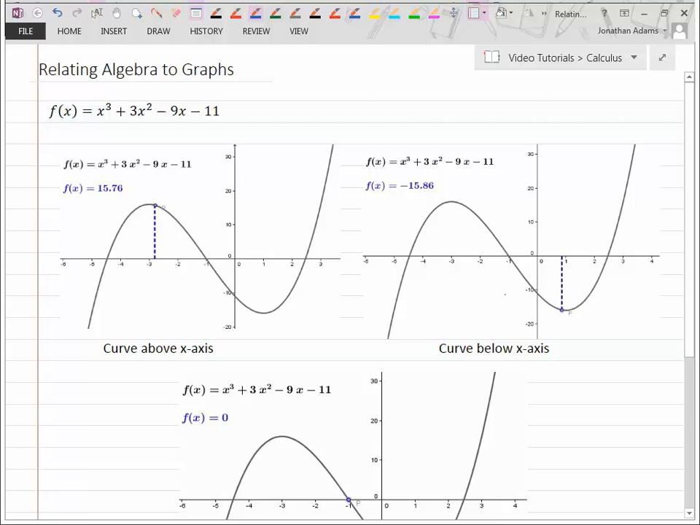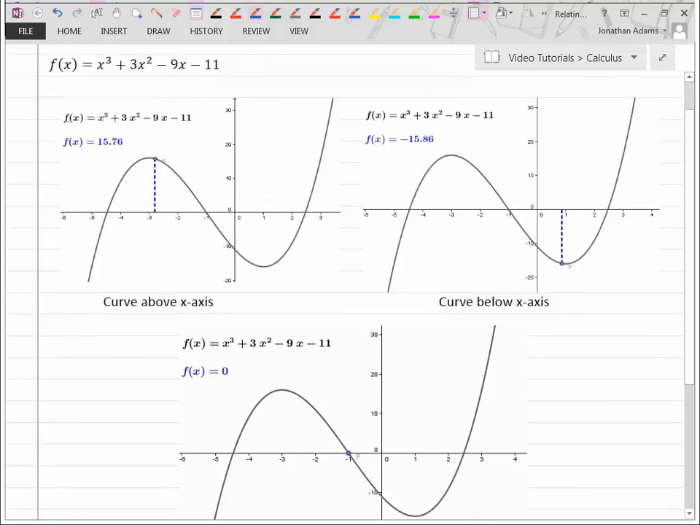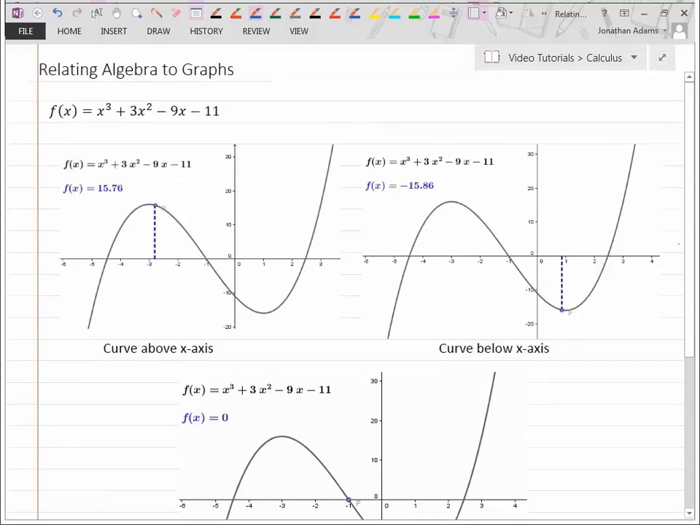Name a word to describe what f of x tells us about the graph. That word would be height. The value of the function tells us the height of the curve at a particular point. So if I'm somewhere where the curve is above the x-axis, like here, then we expect f of x to have a value greater than 0, that is to be positive. So I have the curve above the x-axis when f of x is greater than 0.